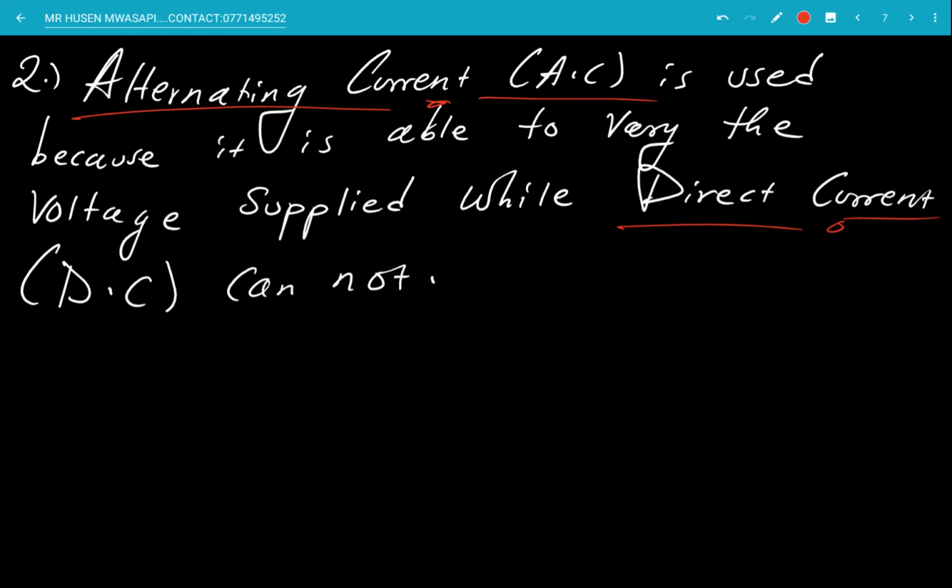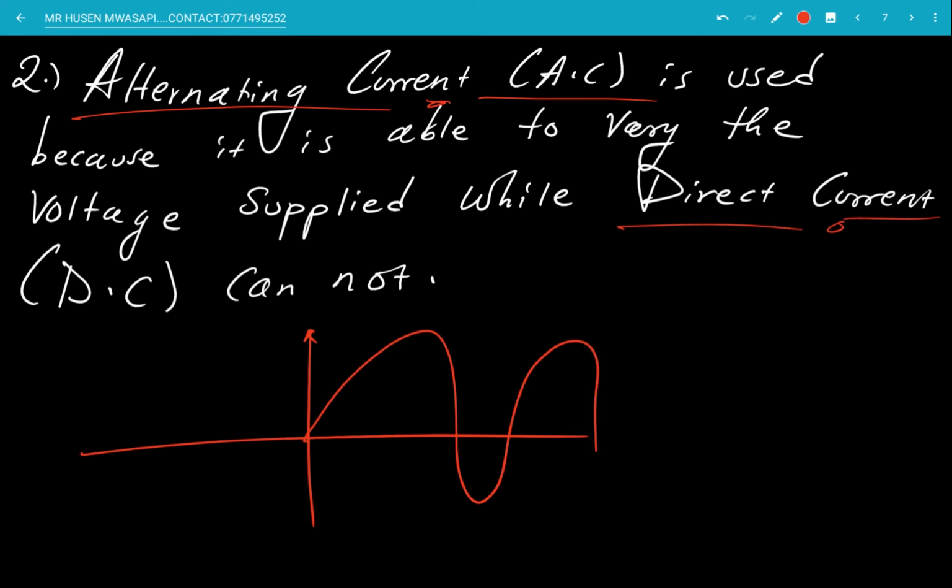Now, the reason why we use alternating current is simply because alternating current is the only one that can vary the voltage supplied, while direct current cannot. If you look at direct current, the current produced is constant, and what we need is something that can change. If you look at an alternating current curve, you have what we call a sinusoidal wave. So for alternating current, the voltage can vary. It can increase or decrease.